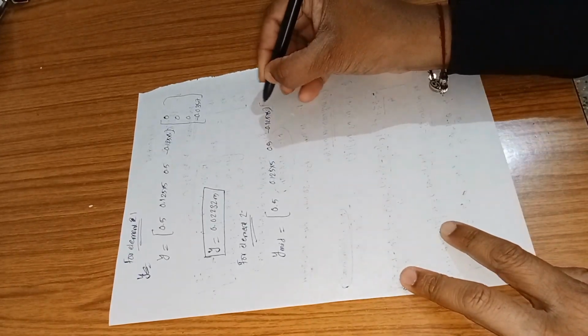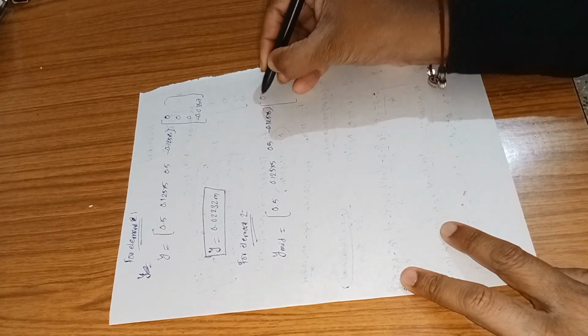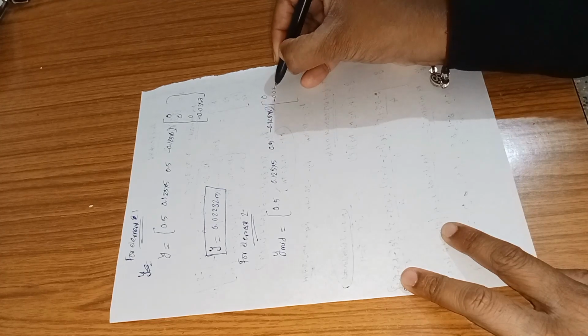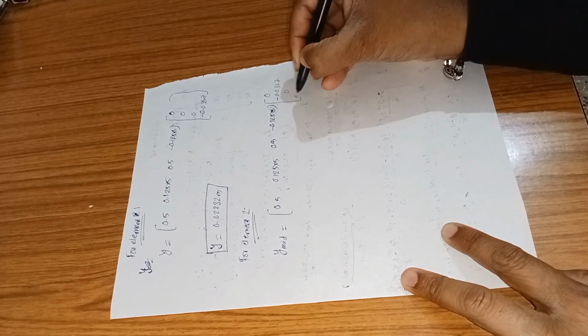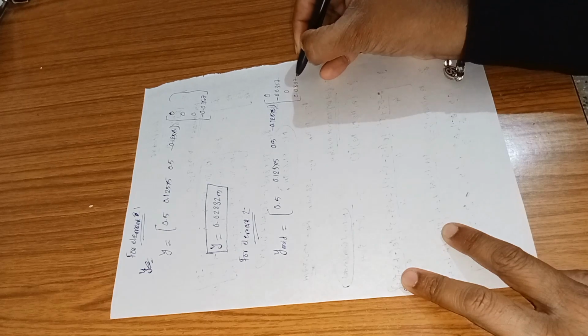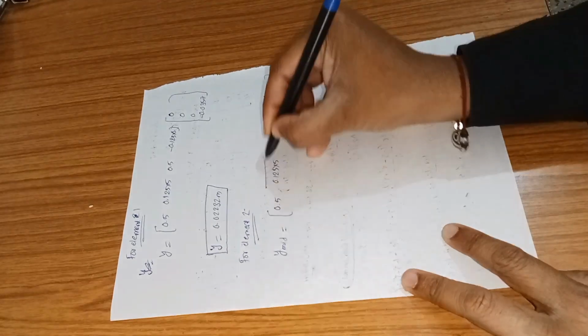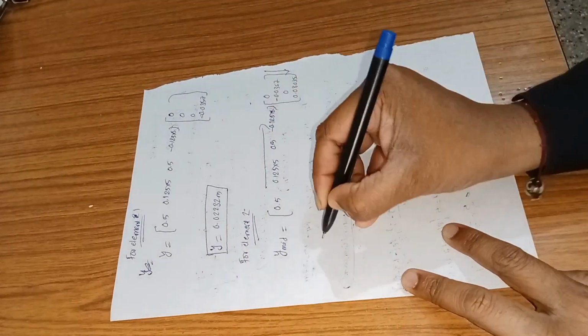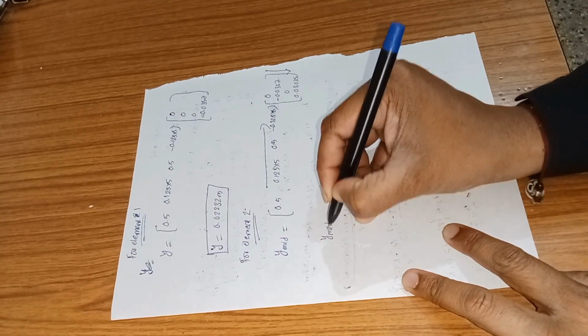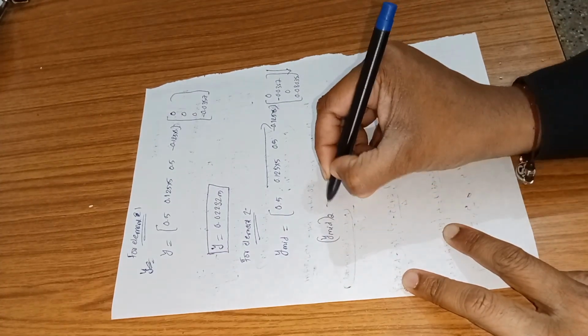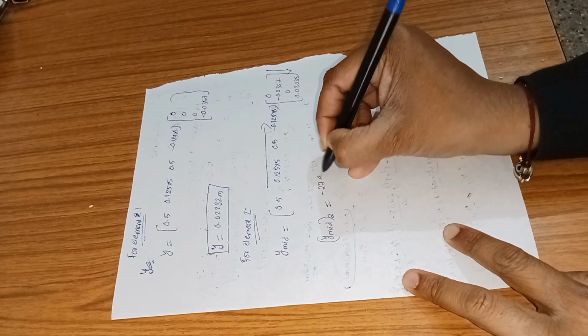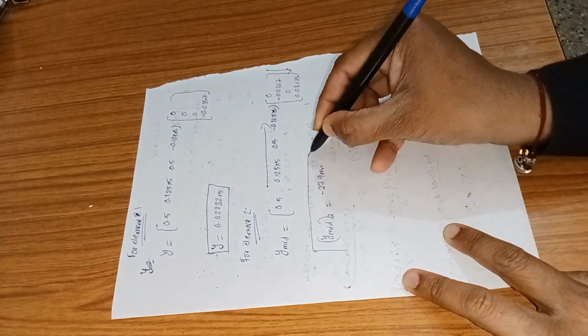So same here, you're going to enter Q3, Q4, Q5 and Q6. Upon solving, you're going to do matrix multiplication over here. So y at midspan for element 2 is going to be minus 27.9 mm. So this is how you're going to solve the problem.